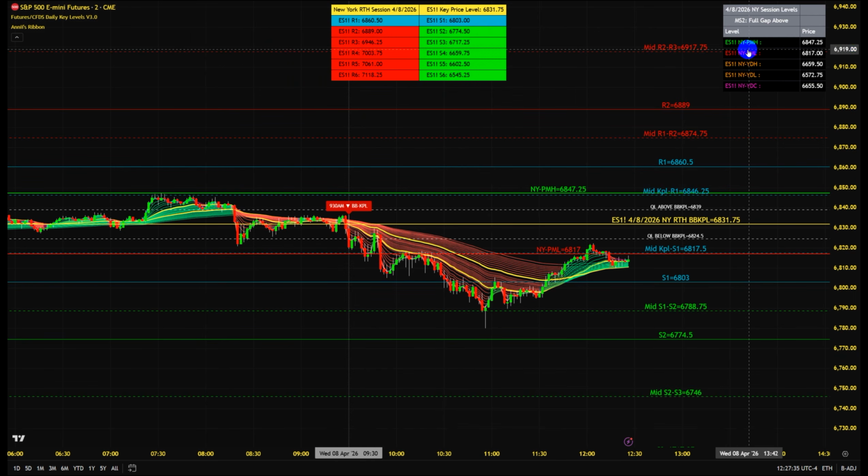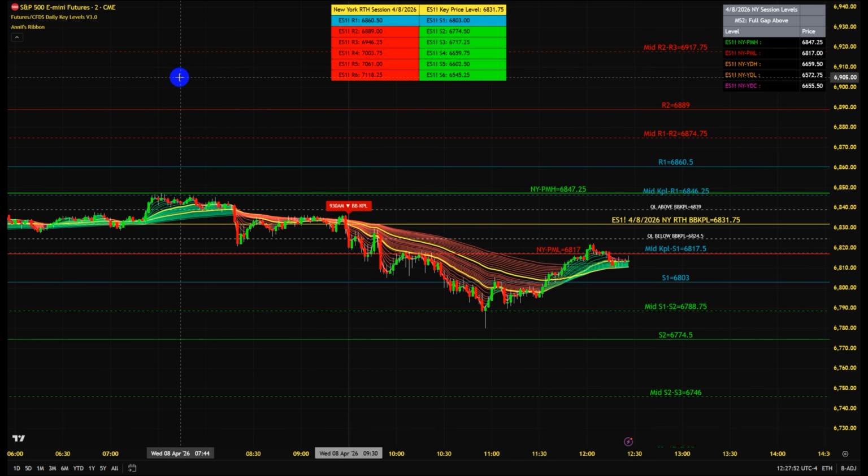Then you have the second table here, which are the 5 contextual key levels: the pre-market high, the pre-market low, the YDH, YDL, and YDC levels. And then we have our market scenario here, which for today is full gap above.